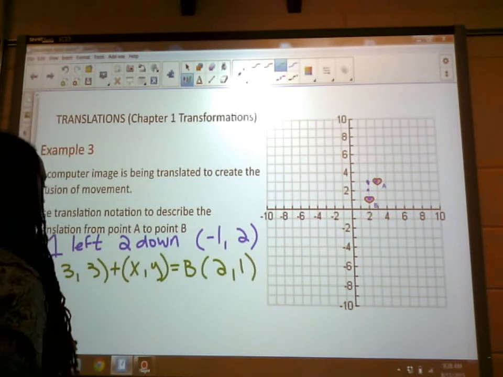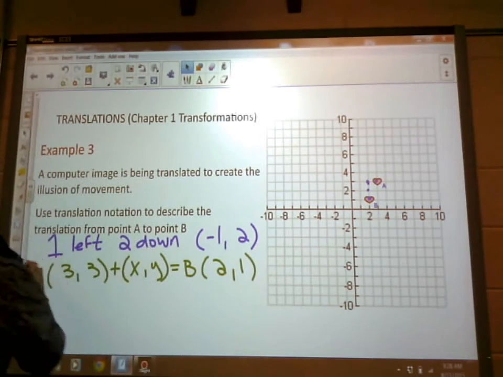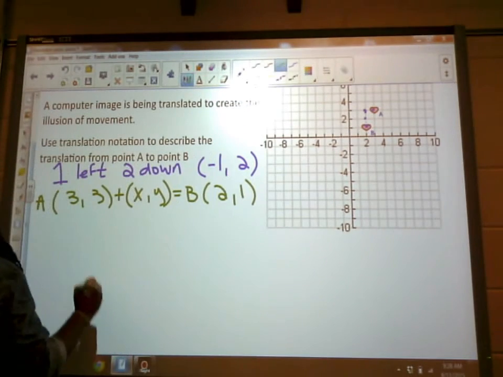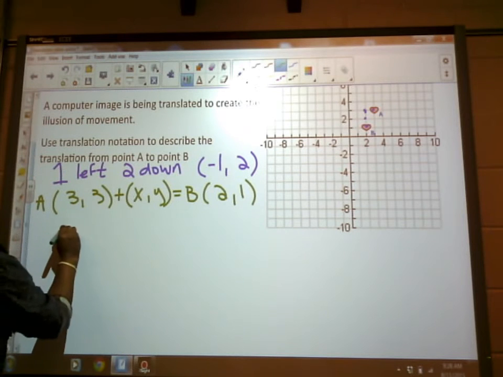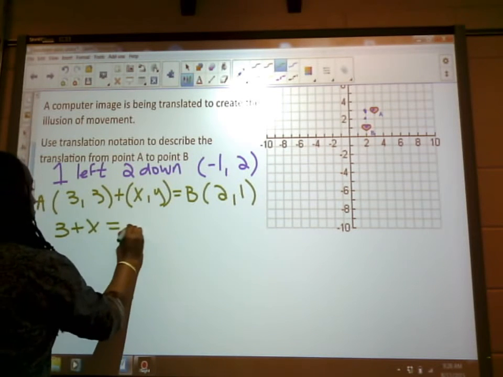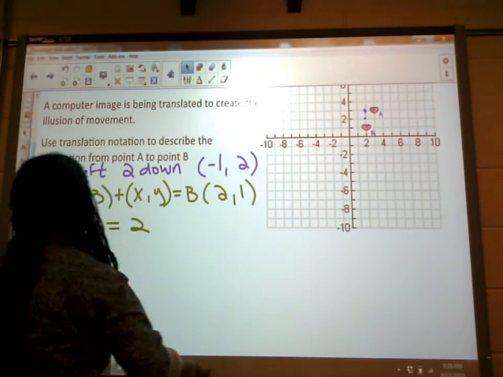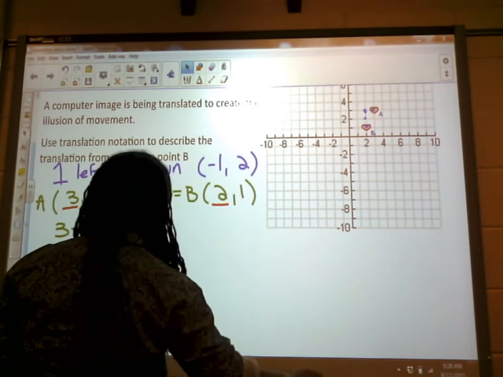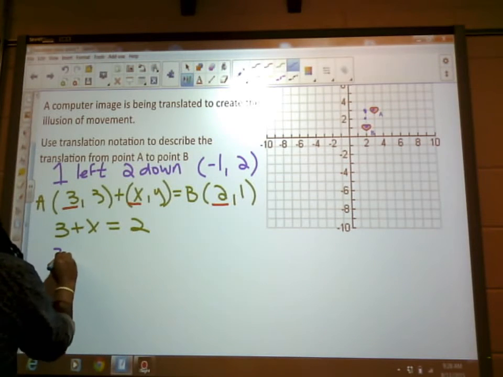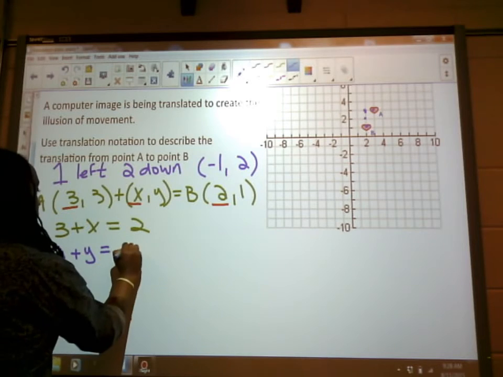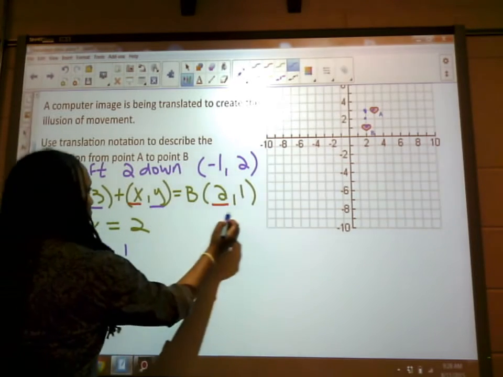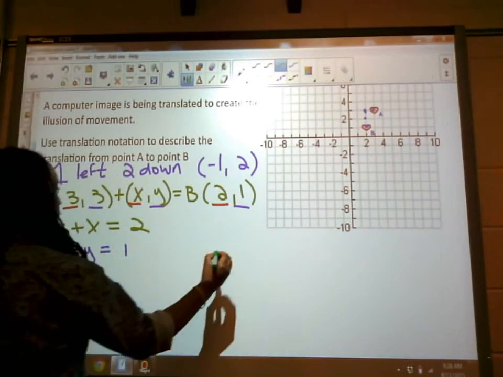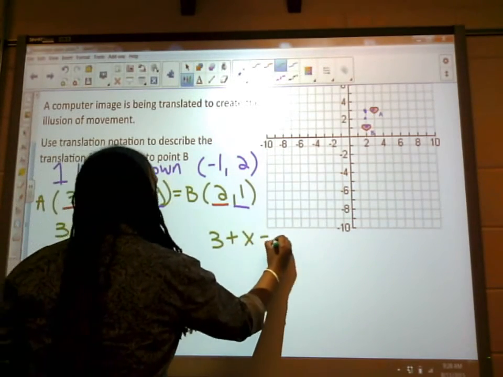Or sometimes they won't give you a graph. You can solve this using one-step equations. Remember, x is with x's, y is with y's. So for my x, I'm going to have 3 plus x equals 2 because this is the x, this is the x, and that is the x. And then for my y, I'm going to have 3 plus some y equals 1 because I have this y, and this y.